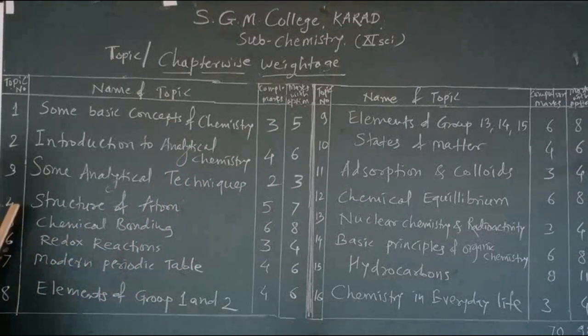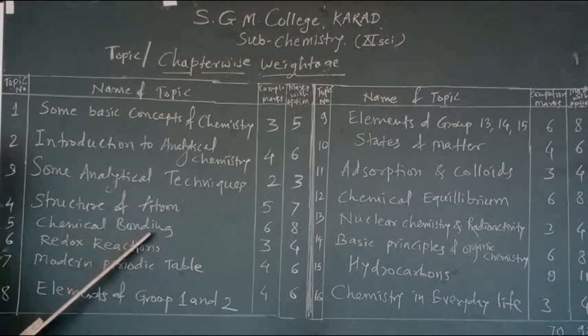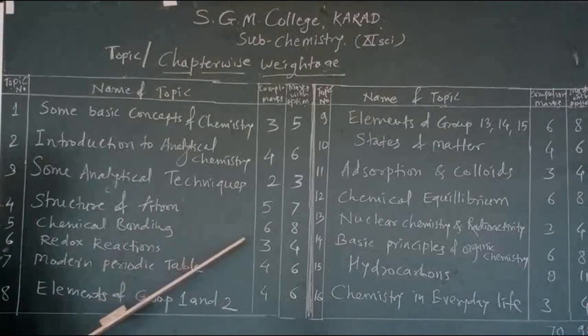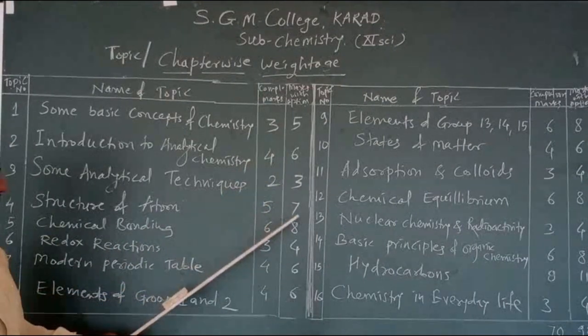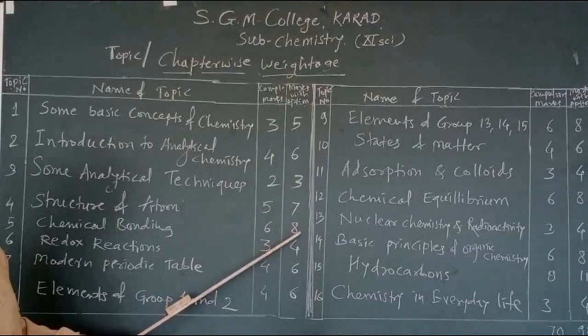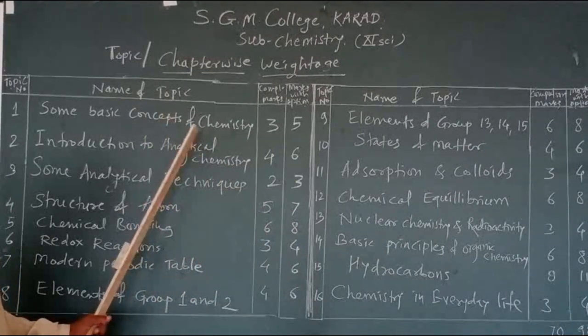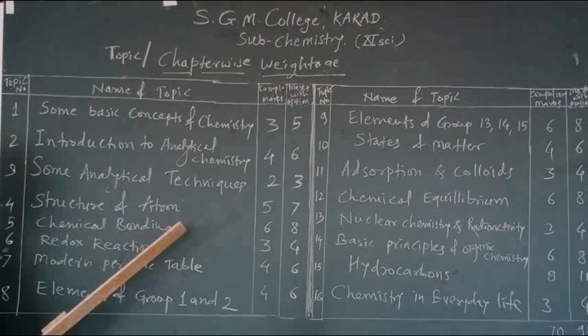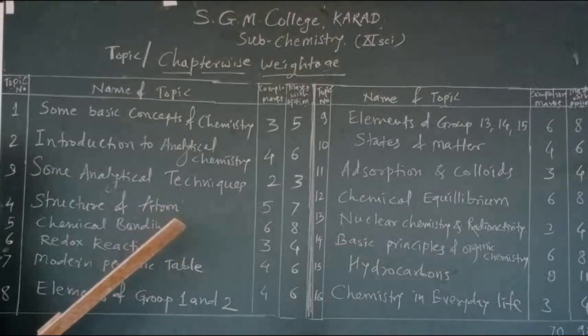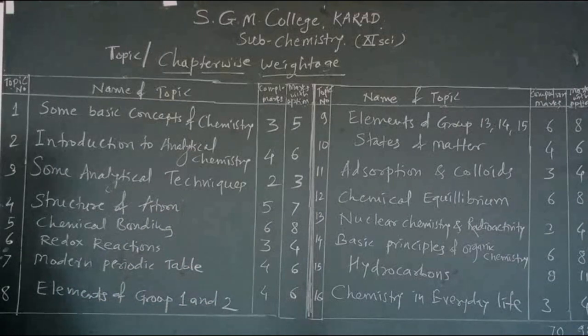Then next topic number 5 is chemical bonding. This chemical bonding carries a compulsory 6 marks question and a question with option, that is 8 marks. In chemical bonding you have to study the types of chemical bonds. You know that the bonds are the ionic bond as well as the covalent bond. These are included in this chemical bonding topic.